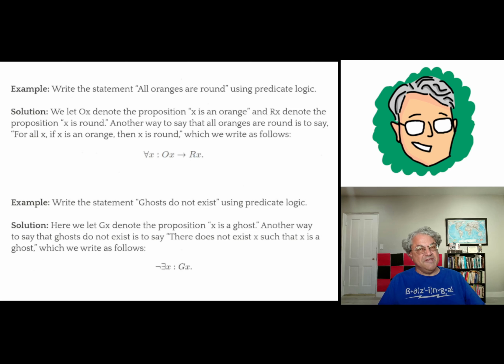Or, if you want to say anything doesn't exist, like unicorns don't exist, another way of saying that is there does not exist an x such that x is a unicorn. And you can think of anything else that doesn't exist, like trolls or wicked witches or whatever. Put your favorite thing in that you don't think exists. But here I'm just talking about ghosts.